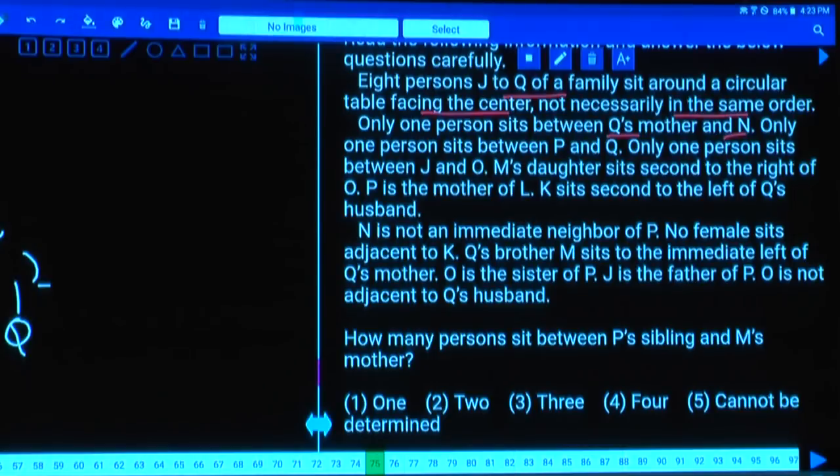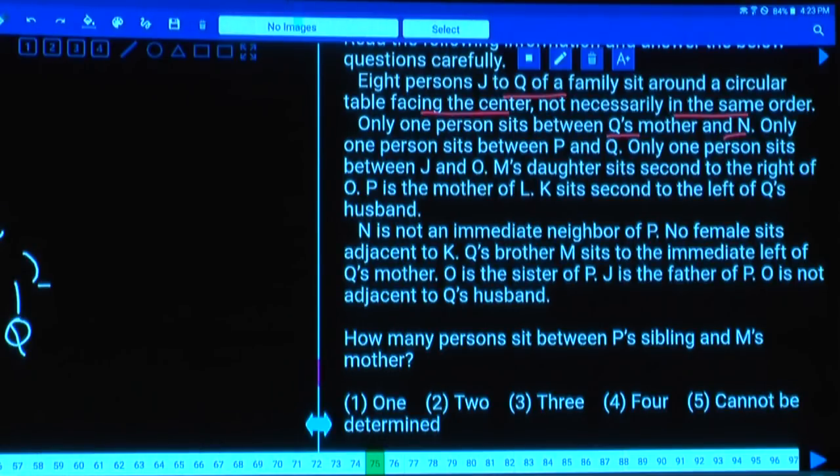M's daughter sits second to the right of O. M is having a daughter. P is the mother of L. Now this P is the mother of whom? P is the mother of L.